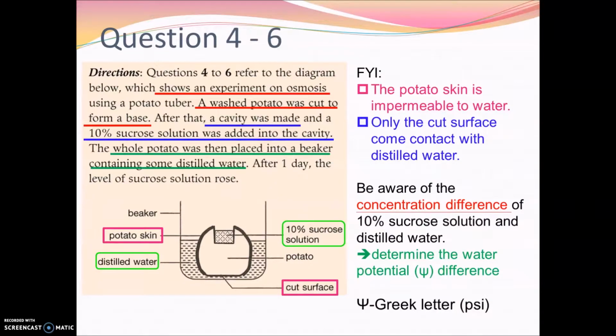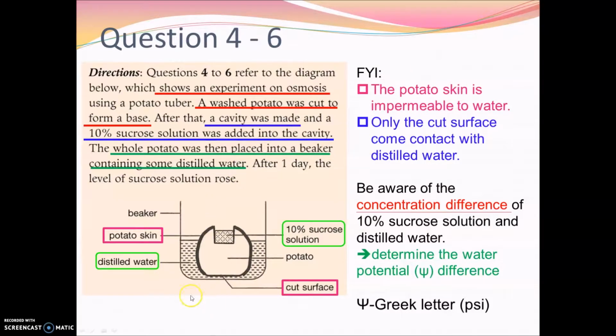And then questions 4 to 6 are a series of questions about an experiment on osmosis. We have a potato, cut it from the base, and make a cavity in the potato. In the cavity, we add 10% sucrose solution. And the whole potato, with the cut surface down, we put into distilled water, and then wait for 1 day.